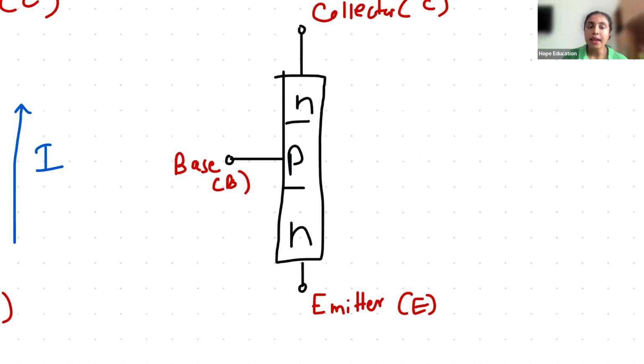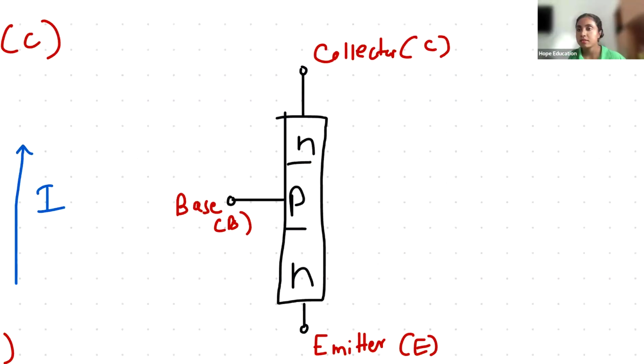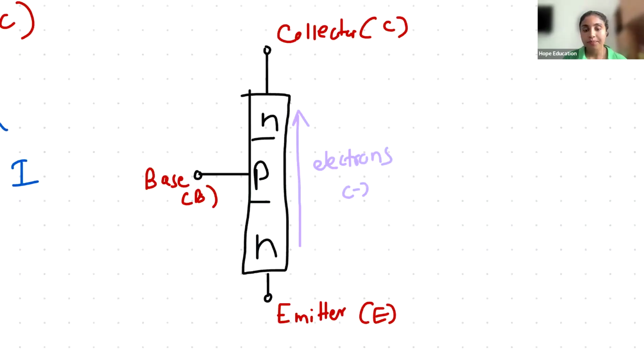Now, the emitter is an N semiconductor. So what are the charge carriers in this emitter? Yes, electrons. Charge carriers always go from emitter to collector. In this particular case, since the emitter is an N semiconductor, there are electrons. Electrons are negatively charged. Then what is the direction of the current? Is it from emitter to collector or collector to emitter?